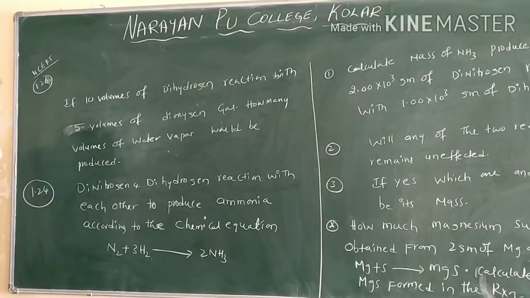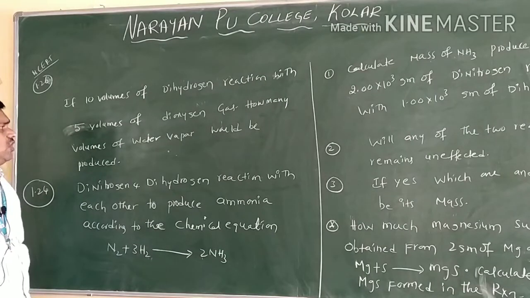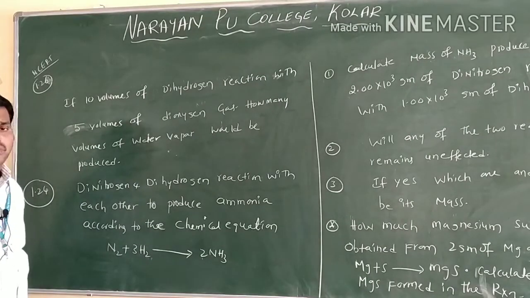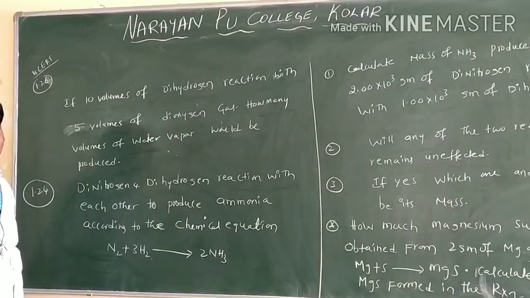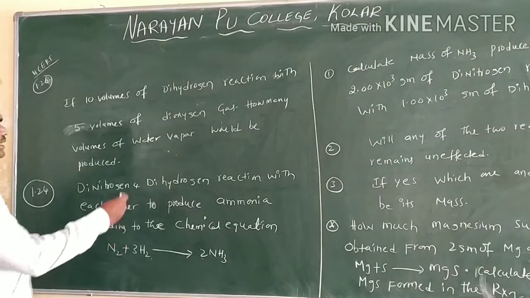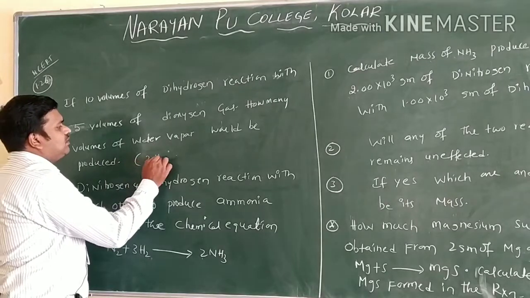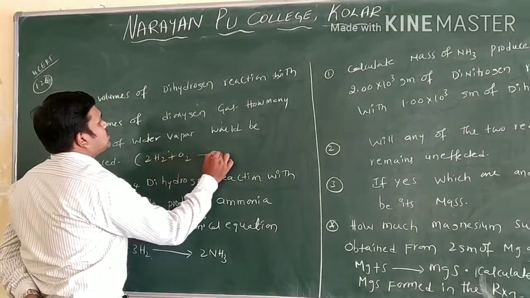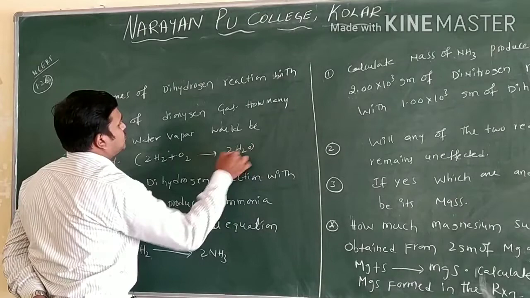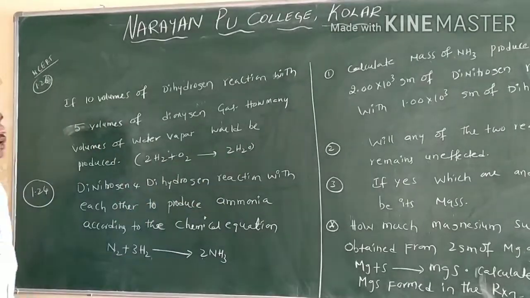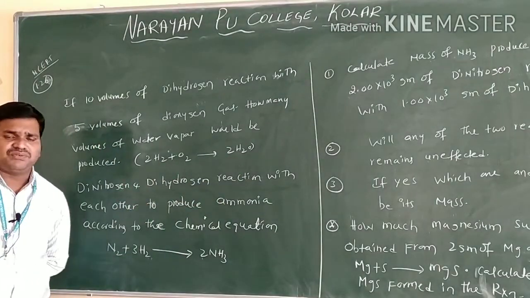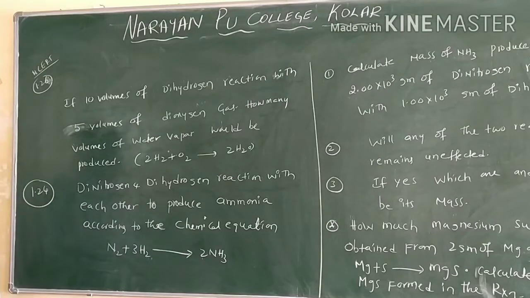As you can see, these are NCERT questions. 10 volumes of dihydrogen react with 5 volumes of dioxygen gas. How many moles of water vapor would be produced? You follow the same shortcut that I explained previously. I will write the equation here. Balance the equation: 2H2 plus O2 gives rise to 2H2O. Same as before, you can identify how many volumes. Volumes you can take in the form of number of moles, and you will get it.